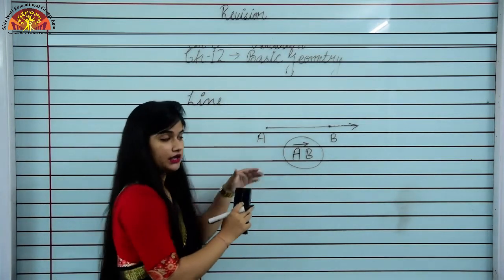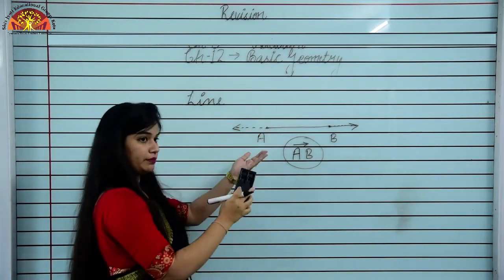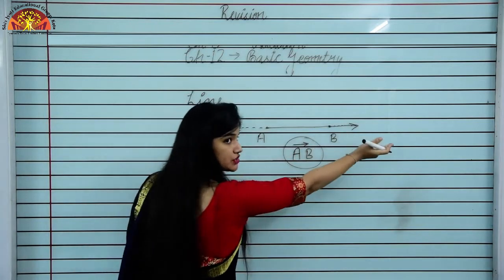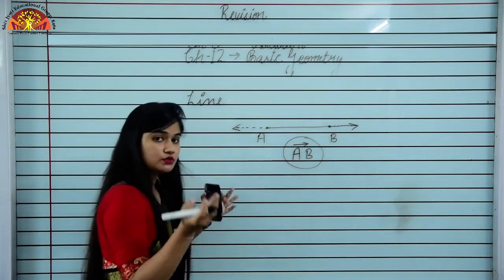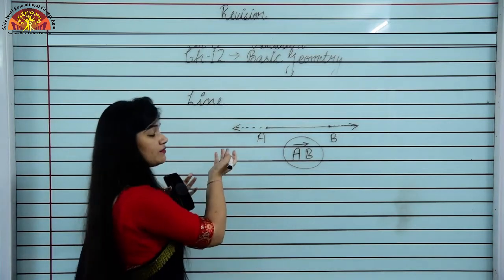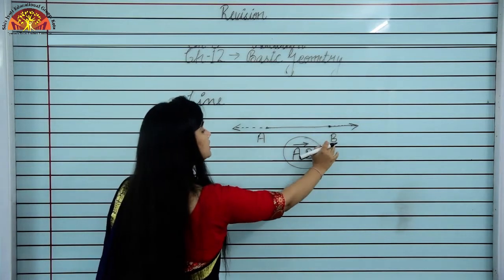If I take a ray and मैं इसे क्या करूँ? इस डायरेक्शन में भी आगे बढ़ा दूँ. यहाँ तो ये आगे जा ही रही है, अब मैं इसे इस डायरेक्शन में भी आगे बढ़ा दूँ. It means we are not able to see any end point here. हमें नहीं पता what is the initial point and what is the end point of this line. So this is a line.